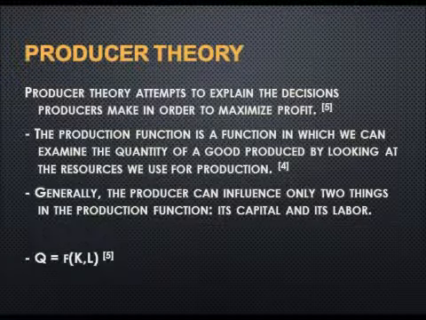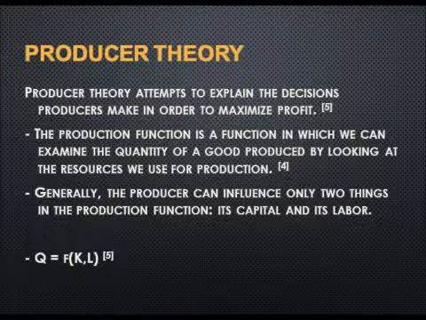Producer theory attempts to explain the decisions producers make in order to maximize profit. The producer can influence only two things in the production function: its capital and its labor. Capital is defined as the resources used in the production of goods and services, and labor is human activity that is employed in the production of those goods.